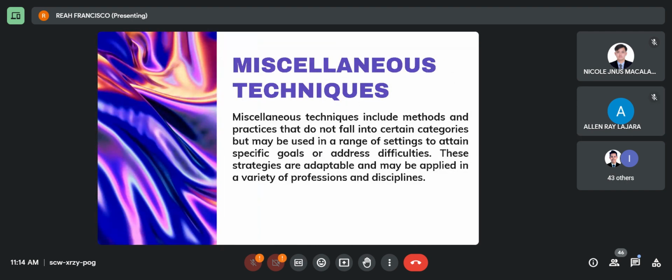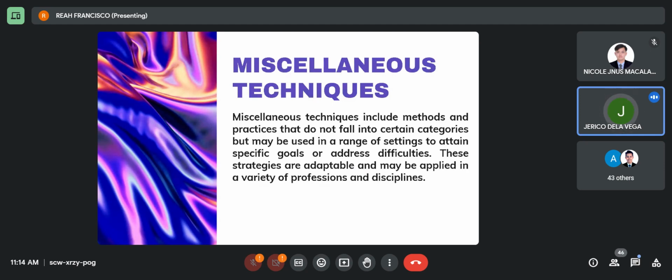So we're now moving to miscellaneous techniques, po. Miscellaneous techniques include methods and practices that do not fall into certain categories but may be used in a range of settings to attain specific goals or address difficulties. These strategies are adaptable and may be applied in a variety of professions and disciplines.